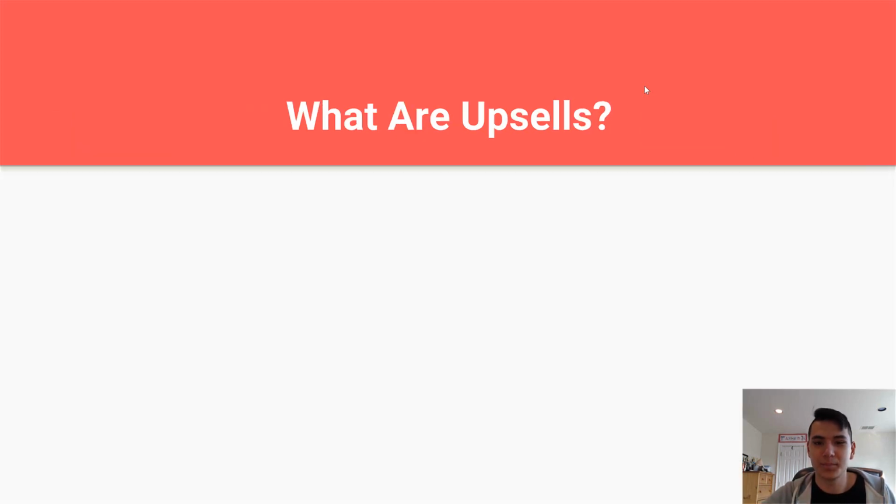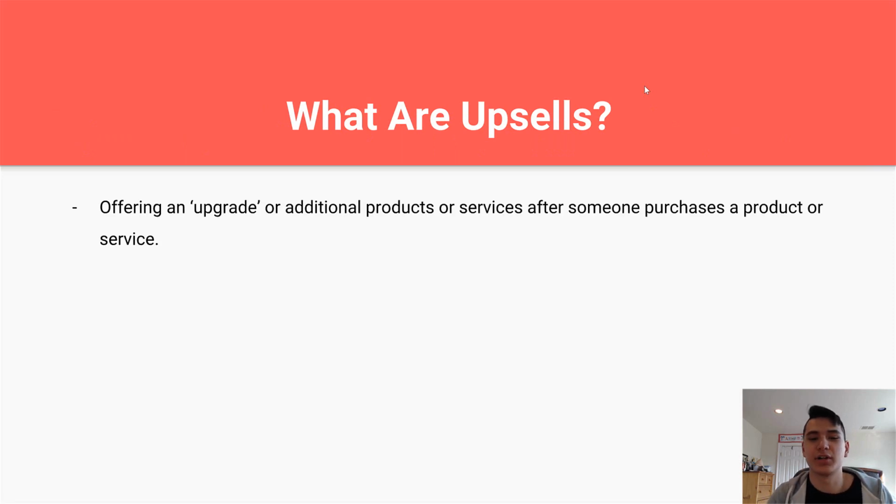marketing trick called upsells. Upsells are essentially offering an upgrade or additional products or services after someone purchases something from you. A common example of this is Apple. Say you're buying a new MacBook Pro on their website. When you're going through that process, you're going to notice they try to upsell you on a lot of other things. They're going to try and sell you all of the adapters you need to connect it to all of your devices.